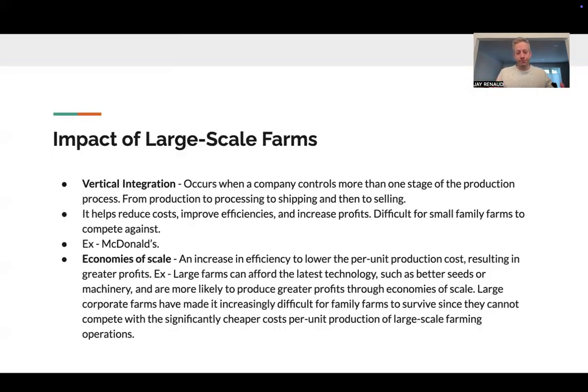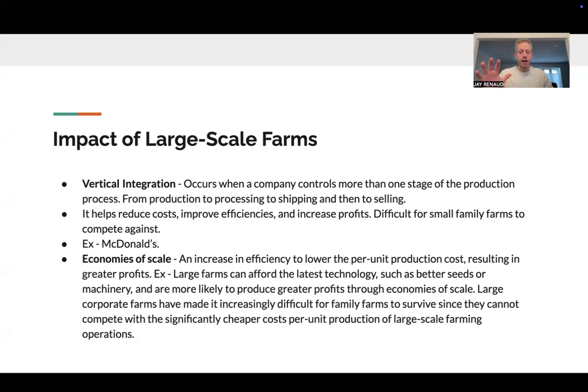Okay, so impact of large-scale farms. Like I said, agribusinesses can control all the steps in the production and processing of the foods or the animals or whatever type of agriculture that they're engaged in, so they can maximize profits. Second thing is they can produce at an economy of scale that a small family farm can't.